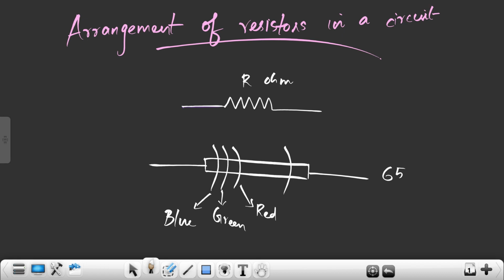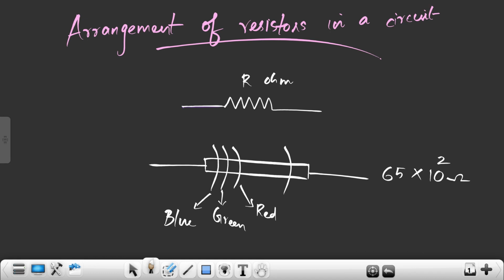The third ring is the multiplier. That means, what is the color? Find the digit corresponding to that color, and multiply it with that power of 10. That means into 10 raised to the digit corresponding to red, which is 2, so into 10 raised to 2. This is the value of this resistor.